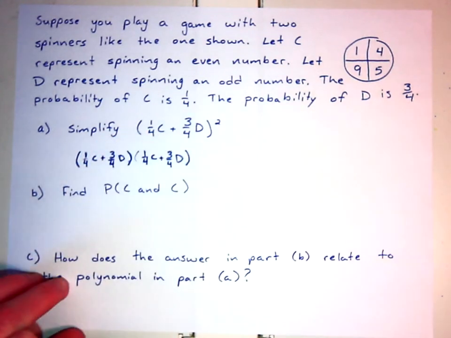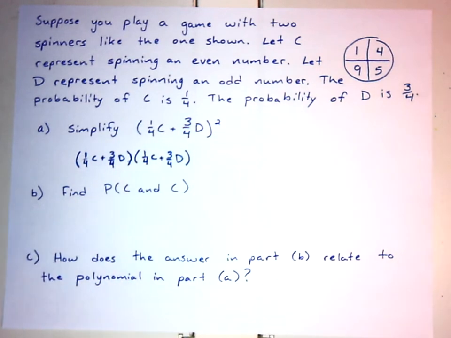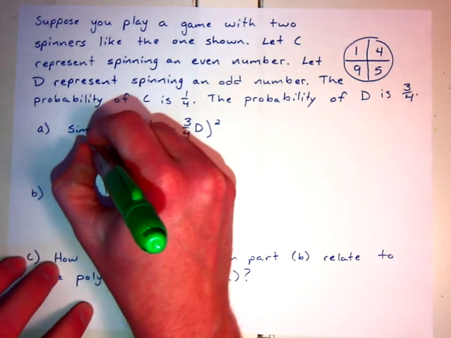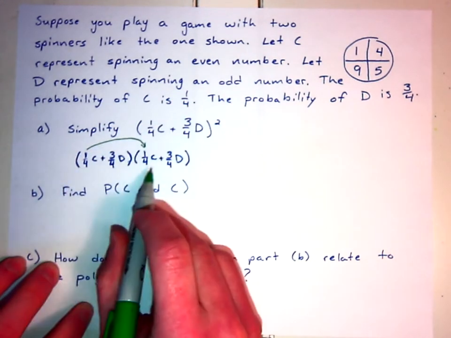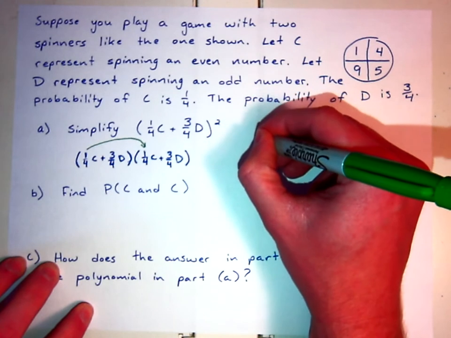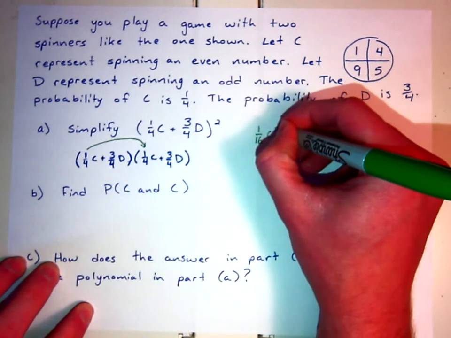Hopefully that is a little more clear so you can read that. So what we need to do is multiply this polynomial, so we need to use FOIL. We go with the first numbers. 1/4 times 1/4 is going to be 1/16, and since we have a C and a C, that's going to be C squared.